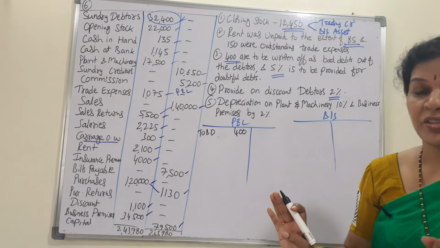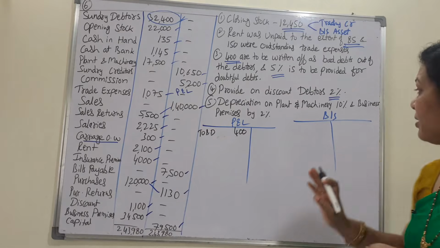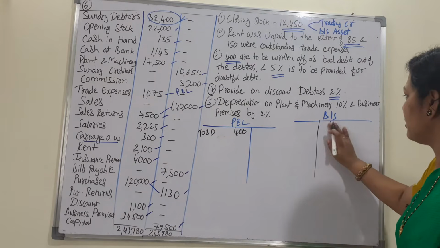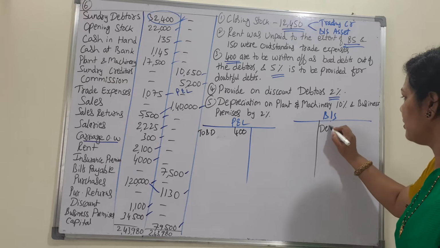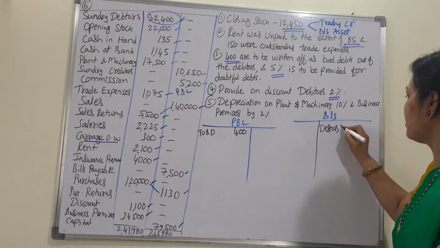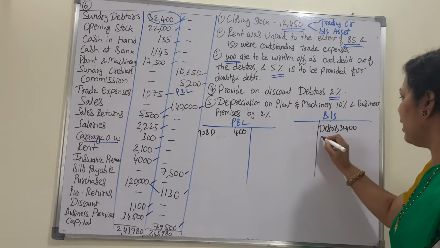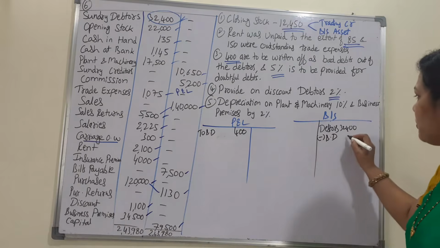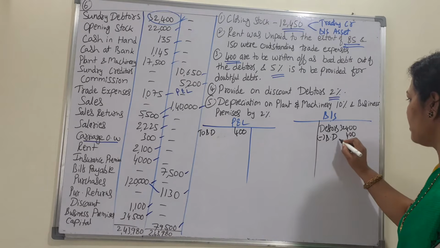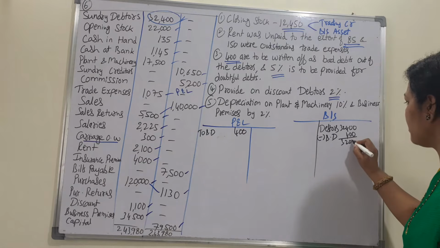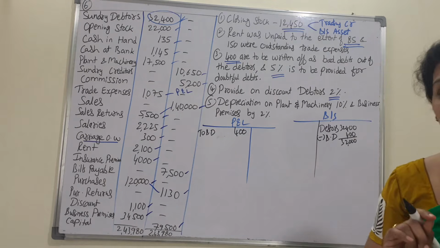400 is a loss, so that is to be deducted from the debtors. Debtors will be in the balance sheet here. Debtors are 32,400 minus bad debts. How much is the bad debts? 400. So we are getting 32,000. This is bad debts over.